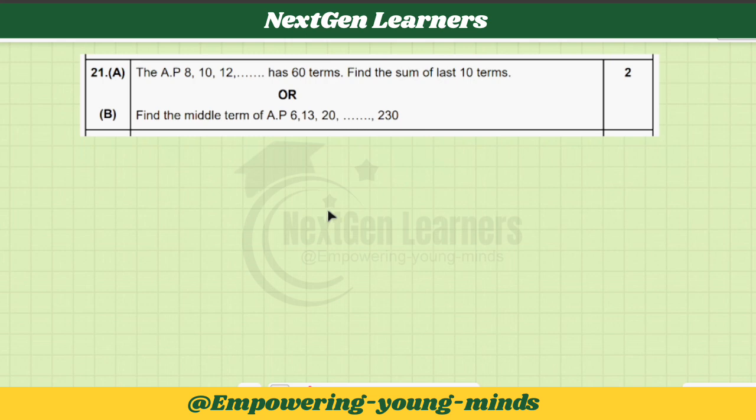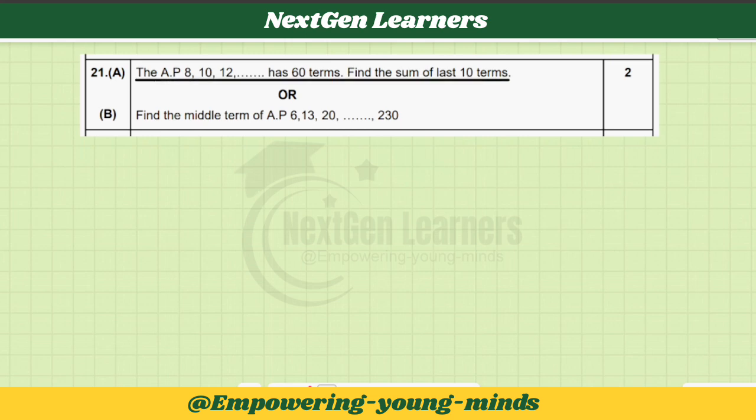This is basically the section B, and section B's first part is divided into 2 parts, A and B. You need to do one part. So इसमें हम डिस्कस करेंगे दोनों पार्ट्स को. तो फर्स्ट part is given as 21A. The AP 8, 10, 12 has 60 terms. Find the sum of last 10 terms.